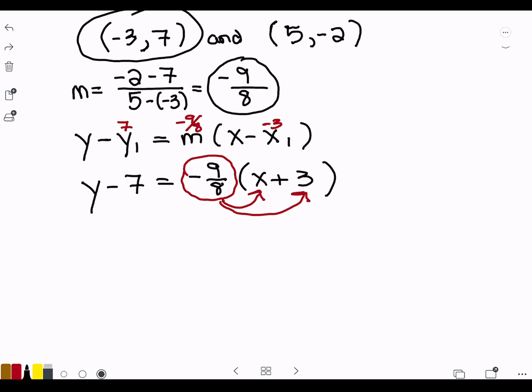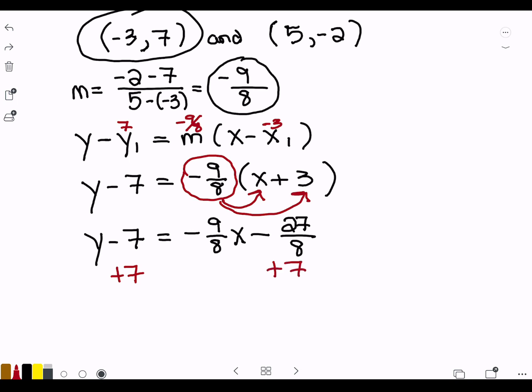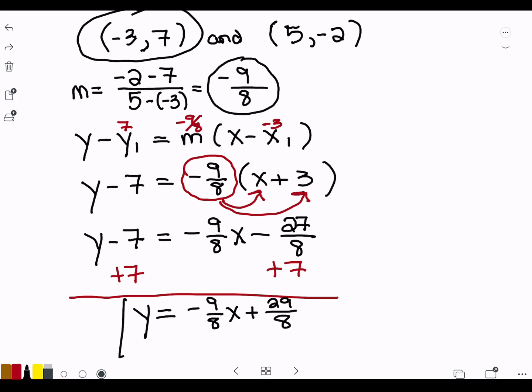Now I'm going to simplify. So I distribute the fraction. y minus 7 is equal to -9/8x minus 27/8. Now I'm trying to get y equals mx plus b, so I add 7 to both sides, and I combine the 7 with the like term, the one that doesn't have the variable. y is equal to -9/8x, and then -27/8 plus 7. I put that in the graphing calculator and I got 29/8. And this is my final answer. Notice how it's set up in y equals mx plus b.